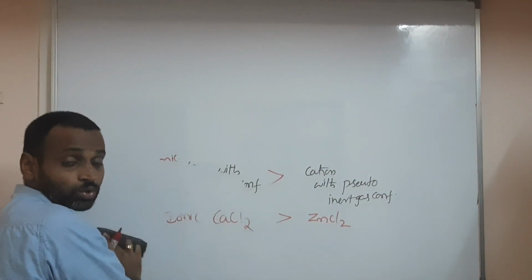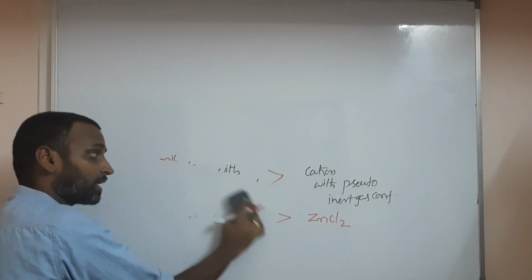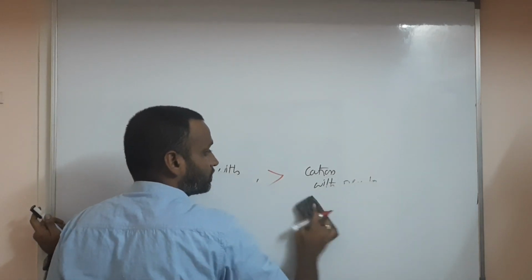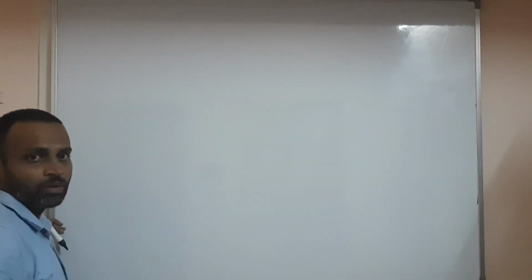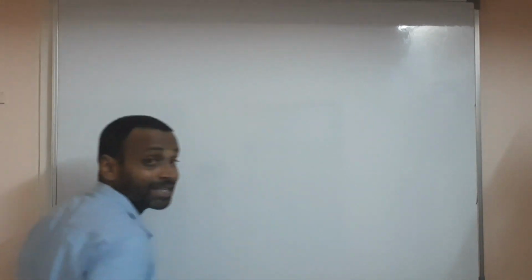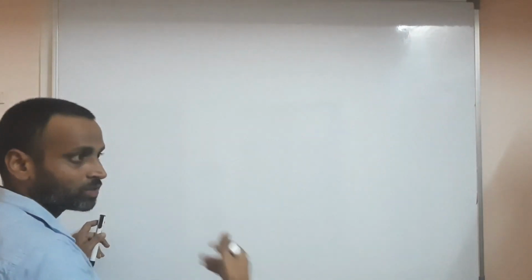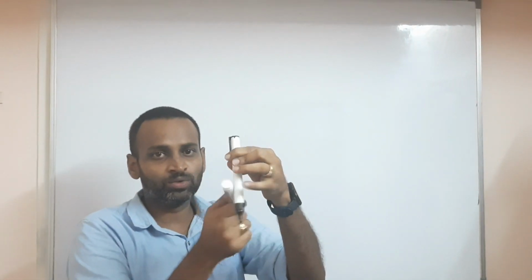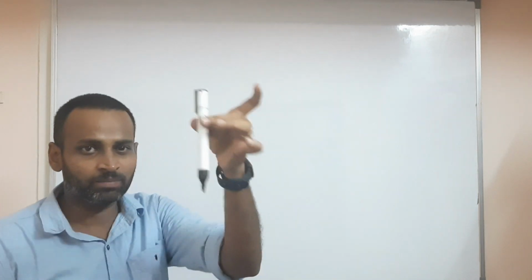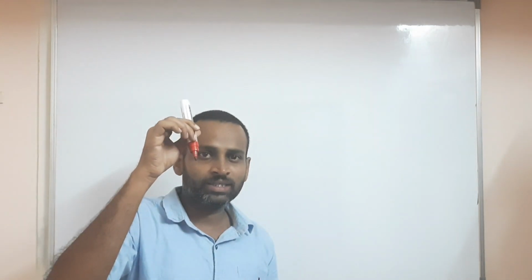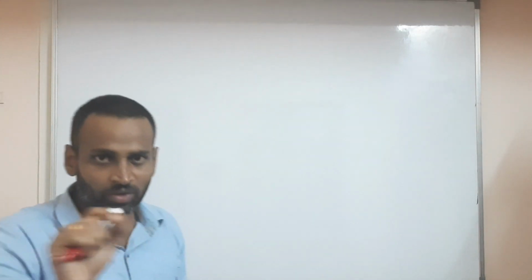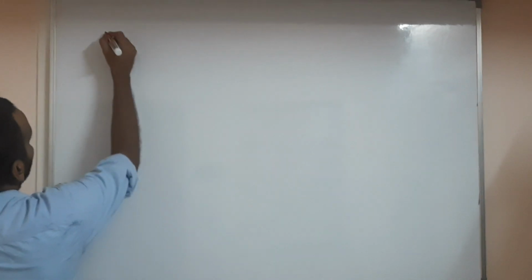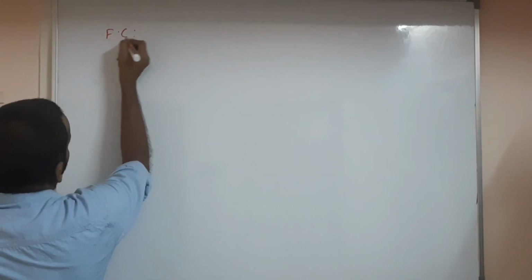Polarizing power is for whom? Cation. Polarizability is for anion. There is a difference. Polarizing power for whom? Cation, because it is attracting. Who is making the attraction? That anion is polarizable. Polarizability for anion, polarizing power for cation. Write this down in your notes. Very, very important. Next, formal charge.